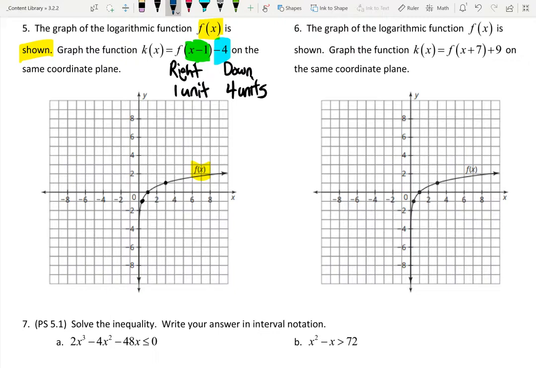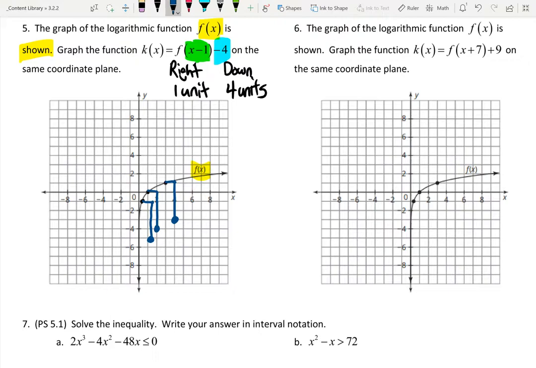So I'm going to go ahead and use my graph. I'm going to go right 1 unit, and then I'm going to go down 4. 1, 2, 3, 4. I'm going to put a big old dot right there. I'm going to do this again. Right 1, then 1, 2, 3, 4. I'm going to go right 1. Now you can see it's kind of in the middle. 1, 2, 3, 4. Voila.